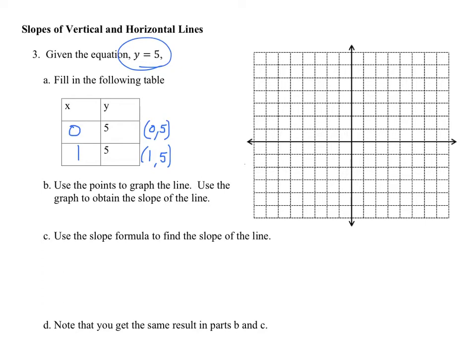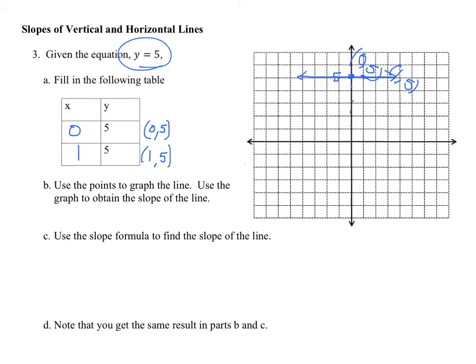Let's graph it. 0, 5. Now let's graph 1, 5. So that's going to be 1 all the way up to 5 here. And we see that this is a nice horizontal line.